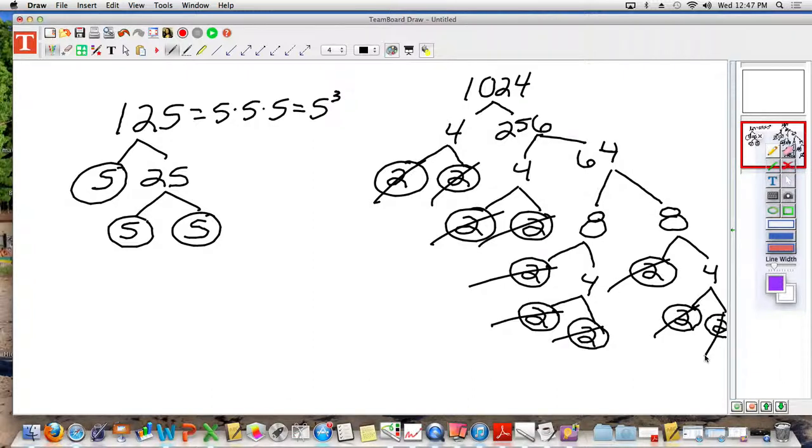So how do I write 1,024? 2 to the 10th power.